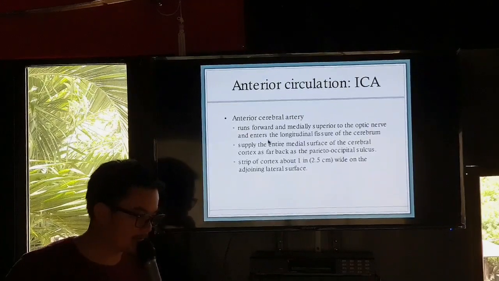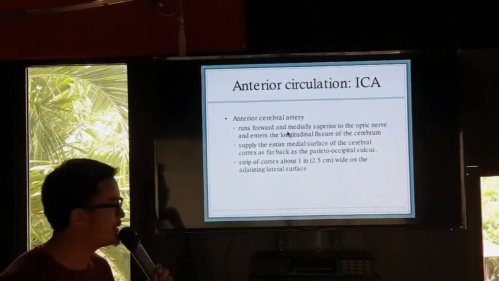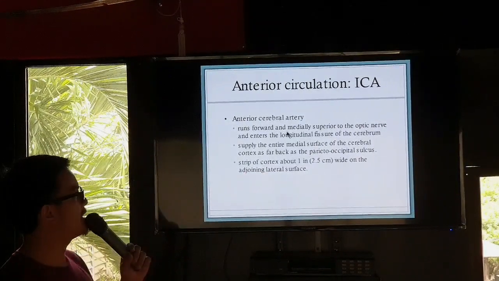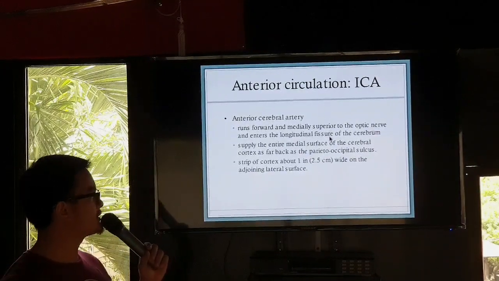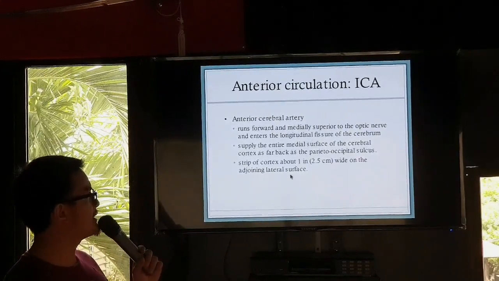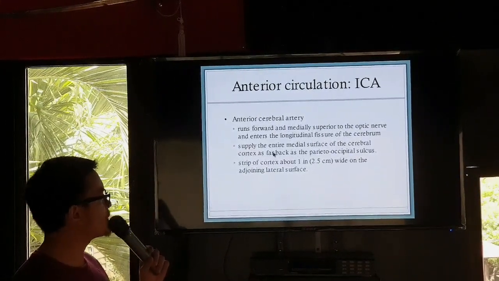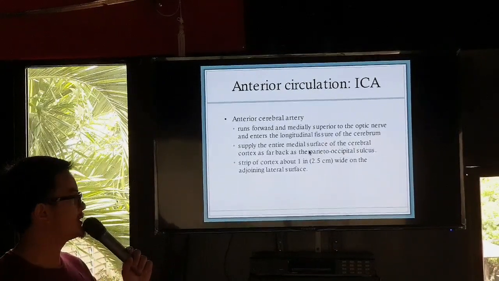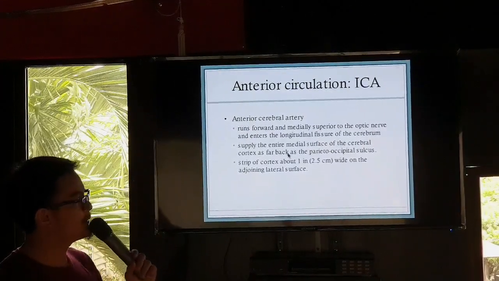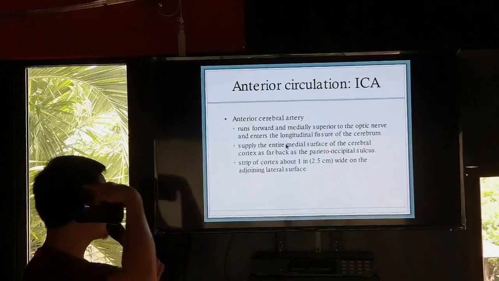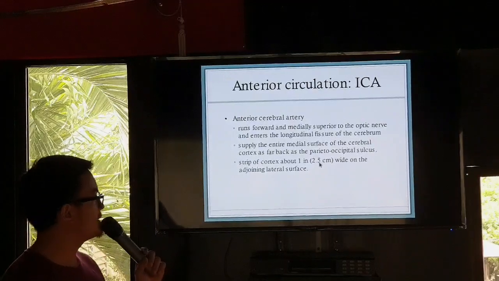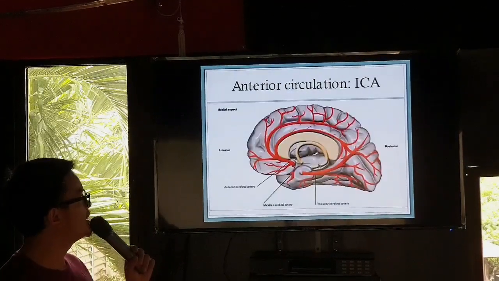The anterior cerebral artery runs forward and medially, superior to the optic nerve, and enters the longitudinal fissure of the cerebrum. Longitudinal fissure, and supplies the entire medial surface of the cerebral cortex as far back as the parieto-occipital sulcus. So the entire medial surface of the cerebral cortex, all the way to the parieto-occipital sulcus. And of course, a strip of cortex about 2.5 centimeters wide of the adjoining lateral surface, or the leg area.